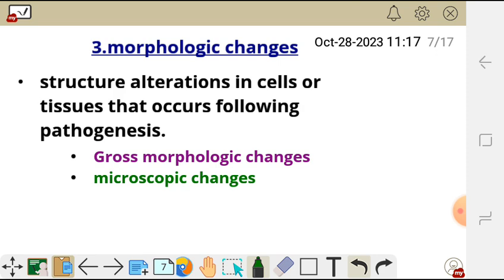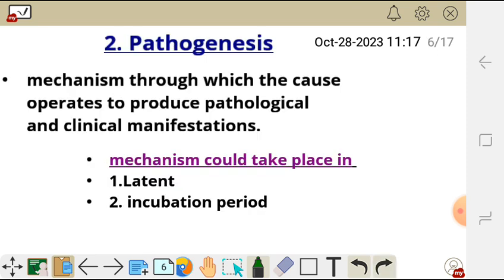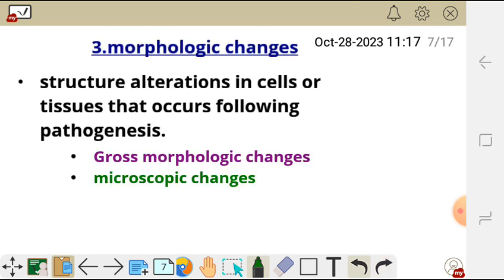from pathogenesis, we are going to progress to what we call morphologic changes. So we have looked at etiology, we have looked at pathogenesis, which is the mechanisms through which the cause operates to produce what we call clinical features or clinical manifestations, which are the signs and the symptoms. Now those mechanisms are what we call pathogenesis. So after pathogenesis, we are going to proceed to morphologic changes. So morphologic changes are structural alterations in cells or tissues. So it can be in cells or in tissues that occurs following pathogenesis.